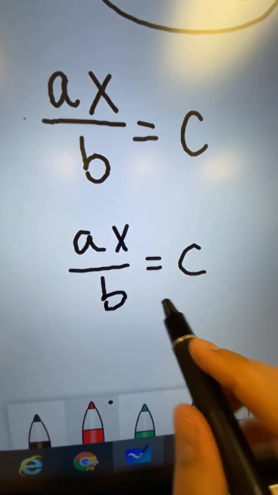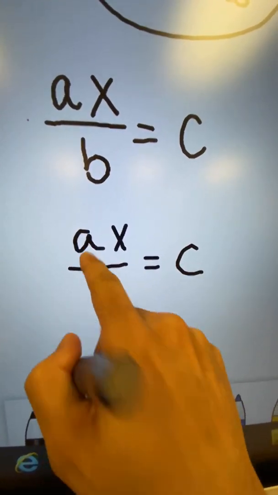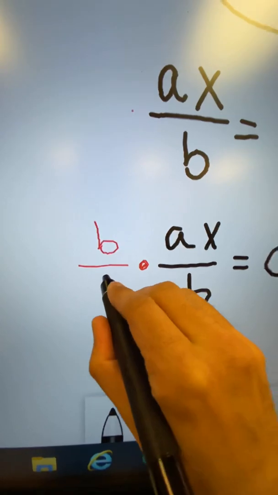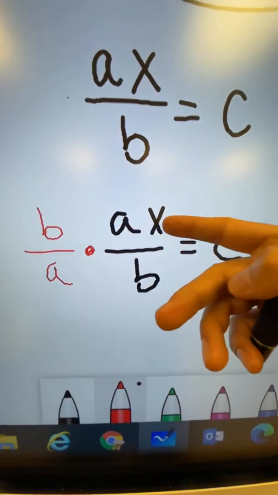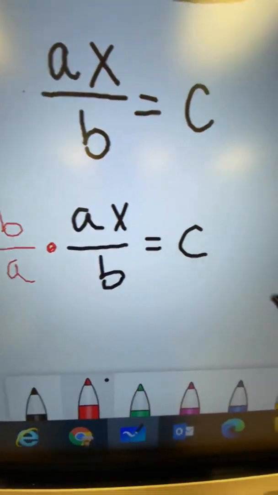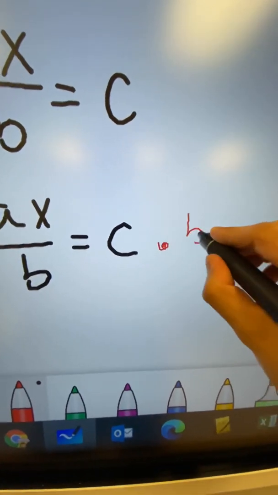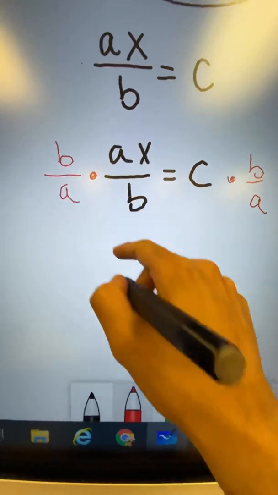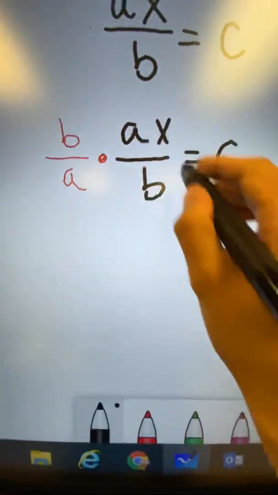I'm going to do something called the reciprocal. Use the reciprocal of this value here. So I'm going to multiply by the reciprocal of a over b. So the reciprocal is to switch it around. And you're going to see in a little bit why we do this. And then do the same thing to the other side to balance out the equation. And now you can see here that I have to simplify this side.